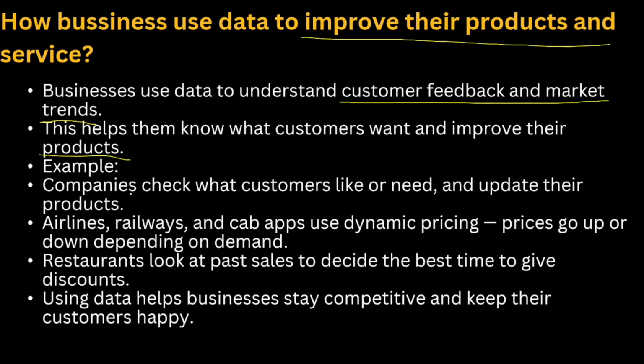And what is the example? Companies check what customers like or need and update their products based on that. Airlines, railways and cab apps also use dynamic pricing. If you book a cab after 8 o'clock, it becomes really high, right? Because that is peak hours. The demand will be high, and the prices also go up. And restaurants, as we discussed, look at past sales to decide the best time to give a discount. Using data helps businesses stay competitive and keep their customers happy. So these are the ones you have to remember.